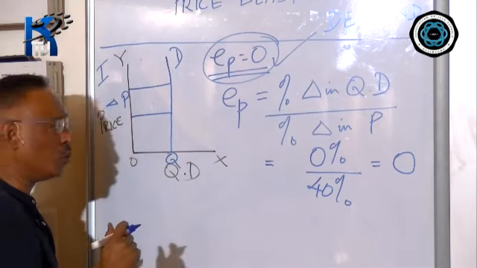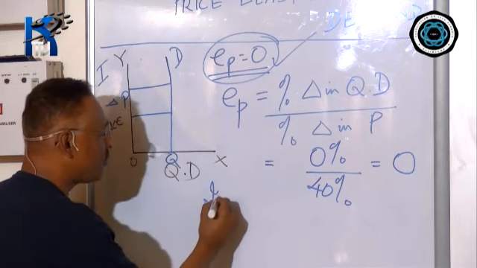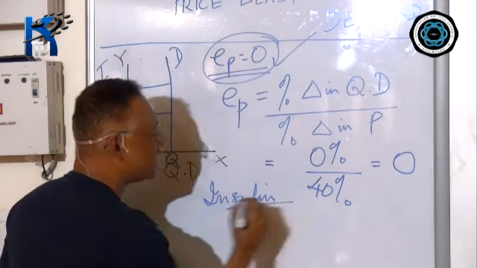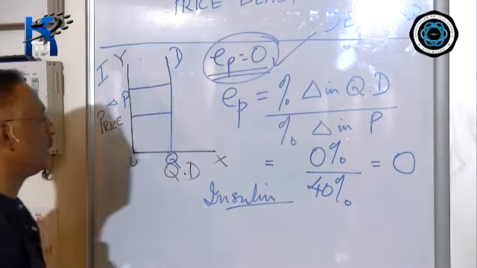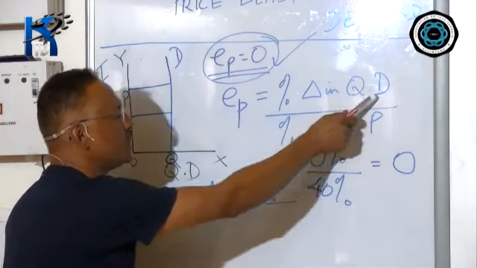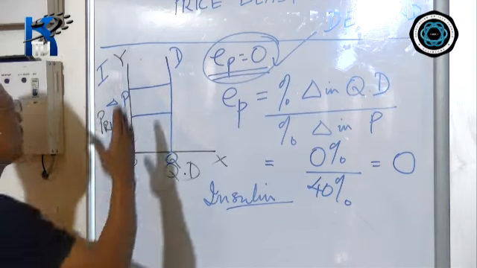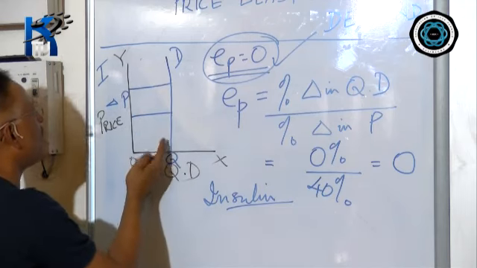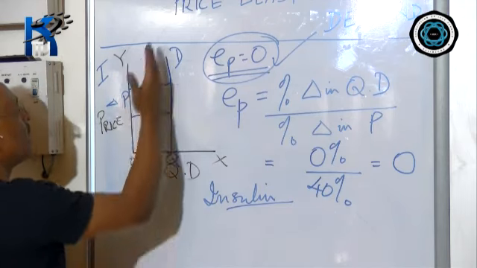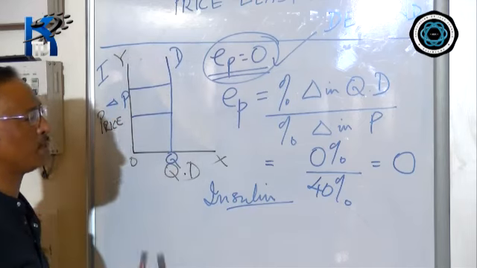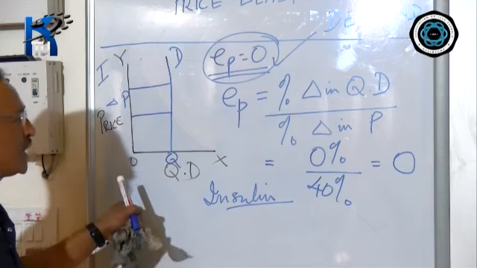An example would be, it's rare, but you can keep insulin. Insulin used by diabetic people, even if the price changes, the quantity demanded will not change. EP is equal to 0. So your demand curve is vertical, parallel to the y-axis. This is the first one, perfectly inelastic demand curve.